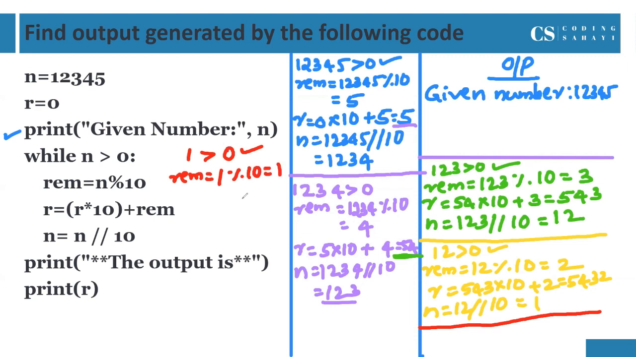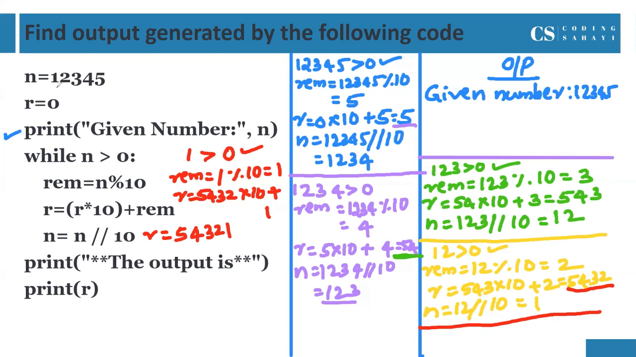Already I told you, if you have a number less than 10 and you are doing modulo operation with 10, then you will get the same number. That is, if you are doing 2 modulo 10, it is 2, 3 modulo 10, 3. Okay. Then we have R equal to R into 10 plus rem. So you will get 5432 into 10 plus 1. So here R equal to 54320 plus 1. It is 54321. So now you got 54321.